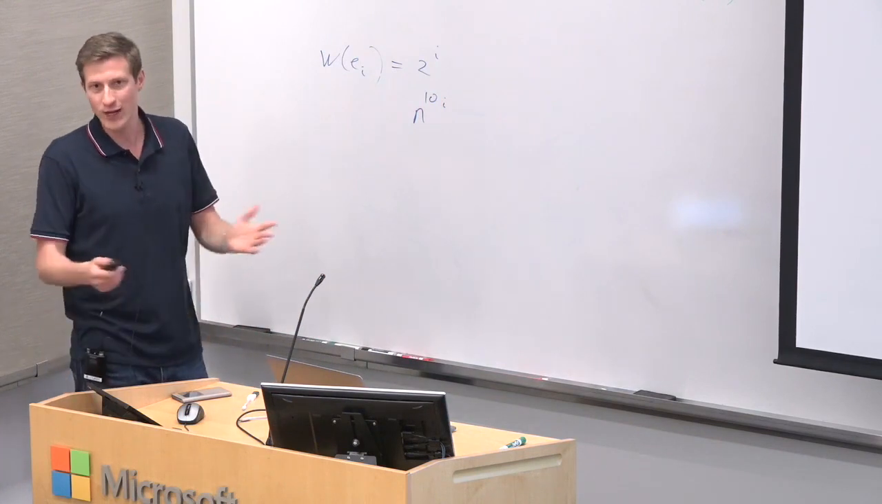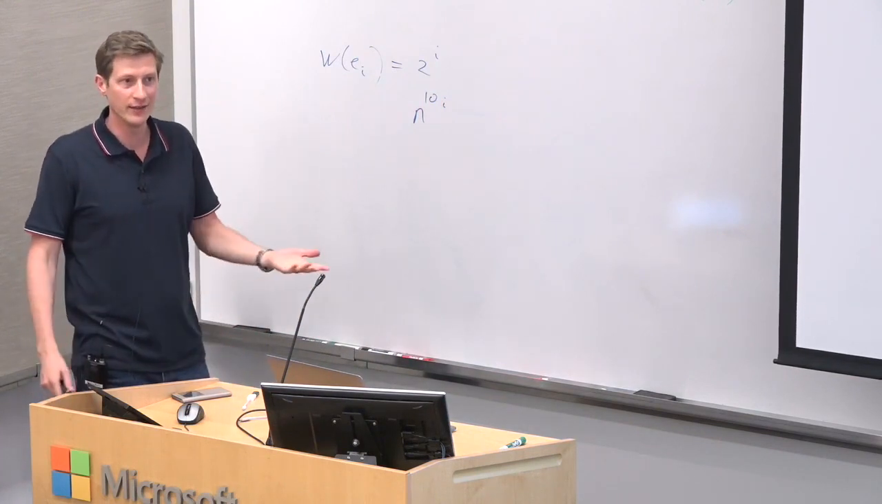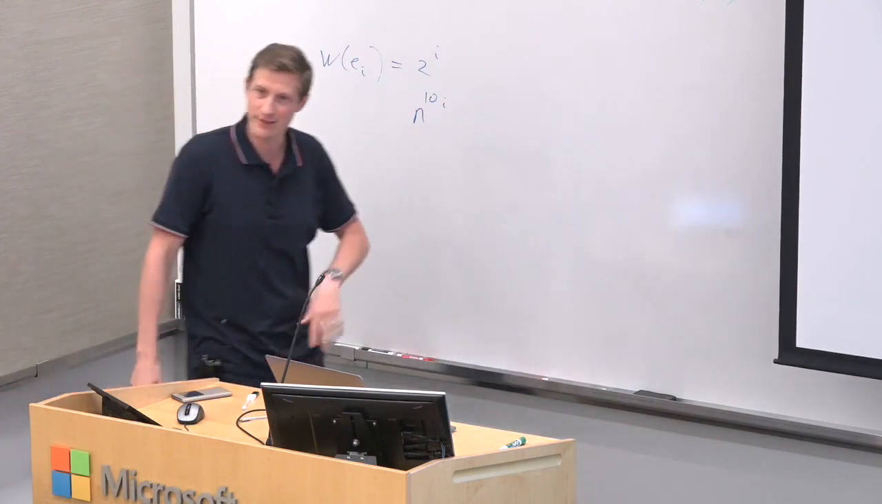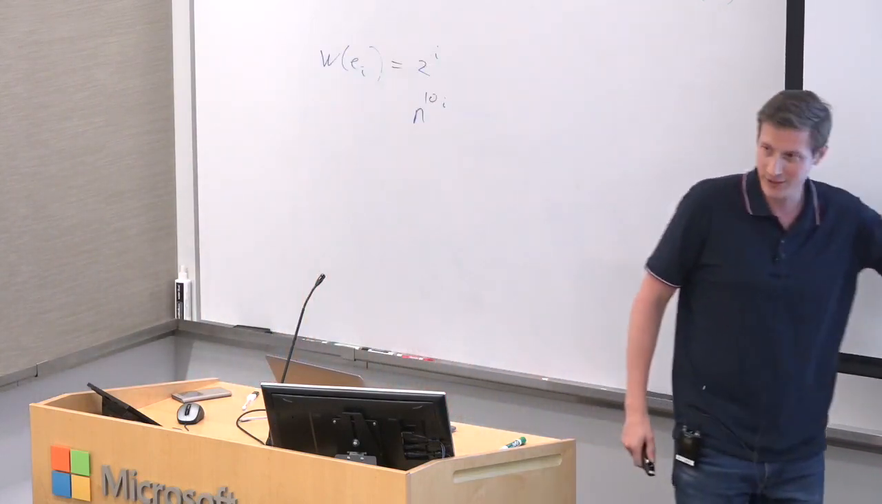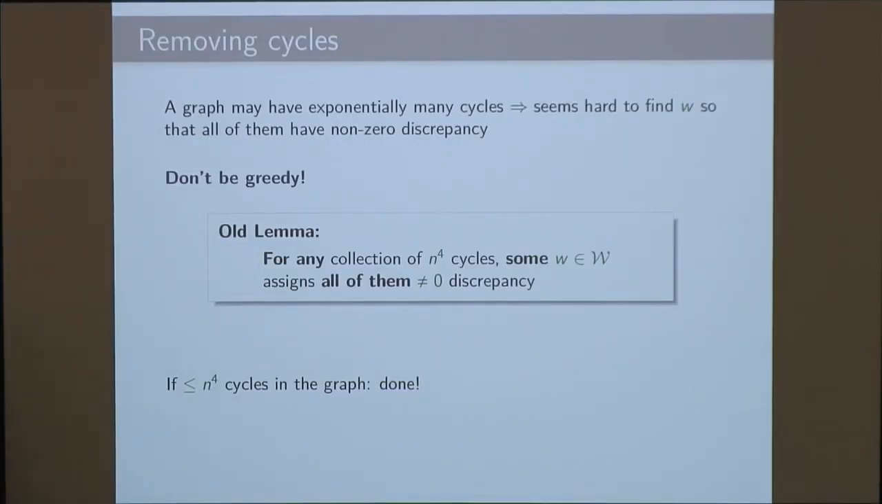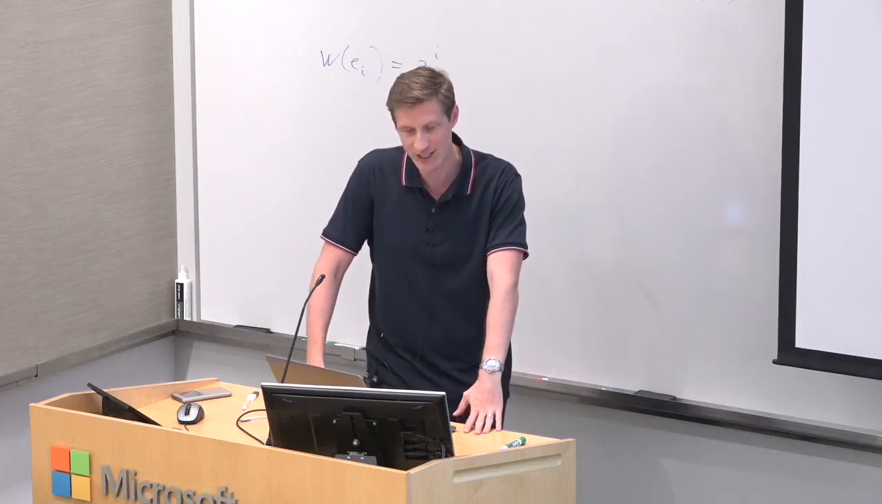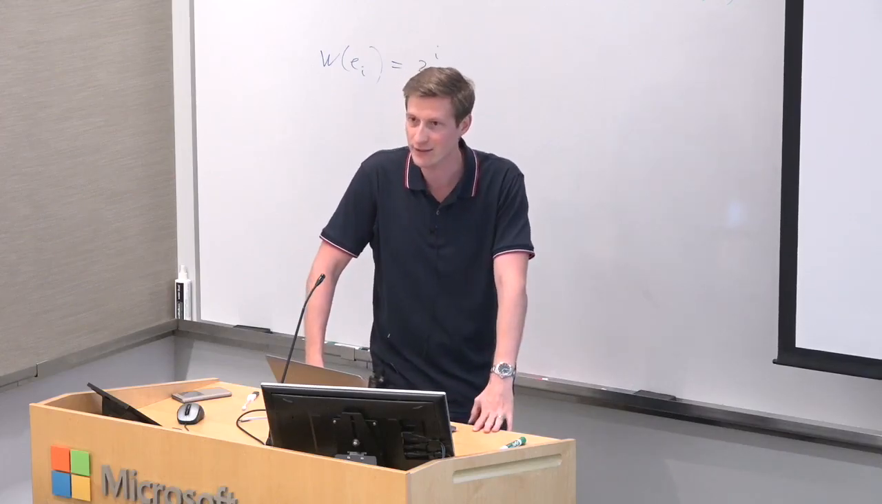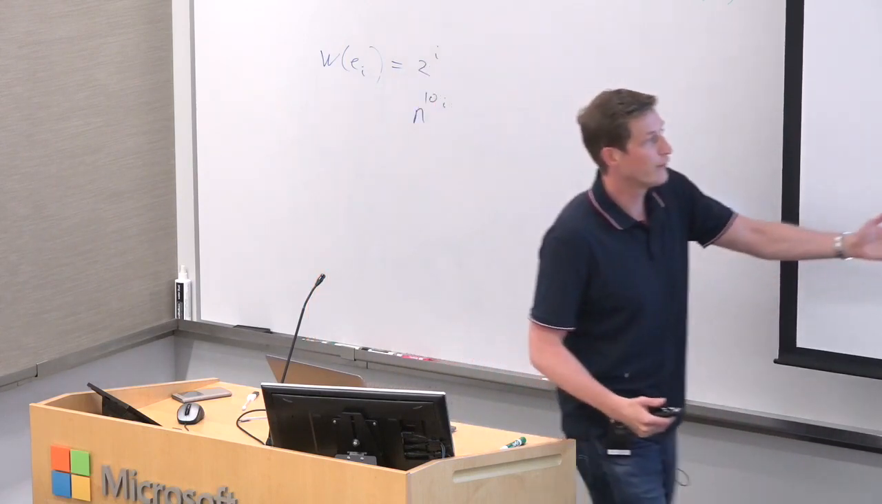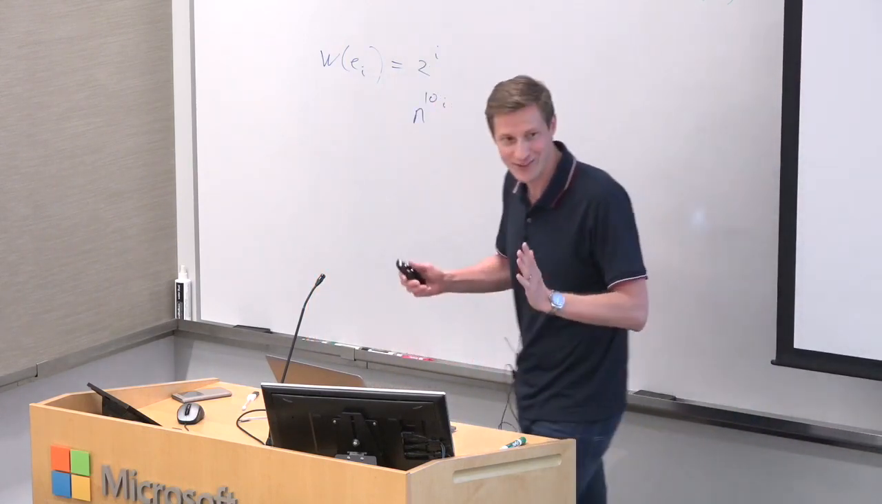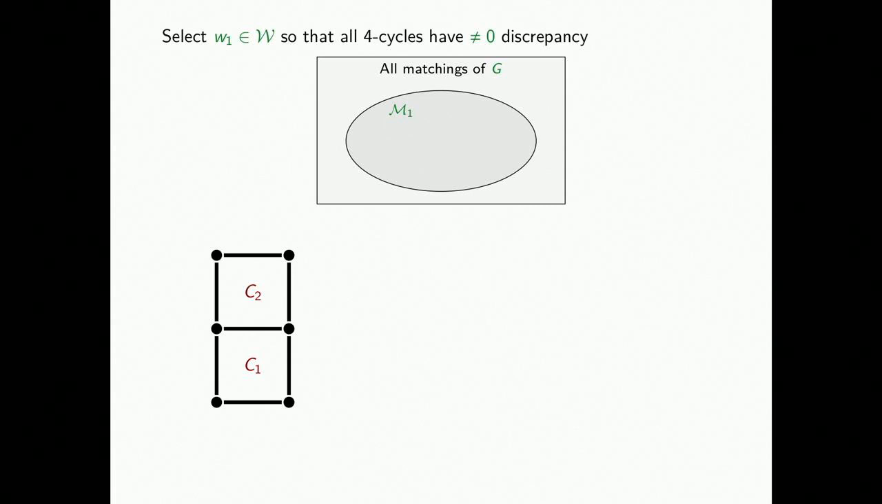So if the graph had few cycles, we would be done. Just take one of these weight functions. It assigns non-zero discrepancy to all of them, so it must be isolating. Not so easy in general, but we can cope with all the four cycles. There are at most n choose four cycles of length four, so we could cope at least with those. So let's do that.